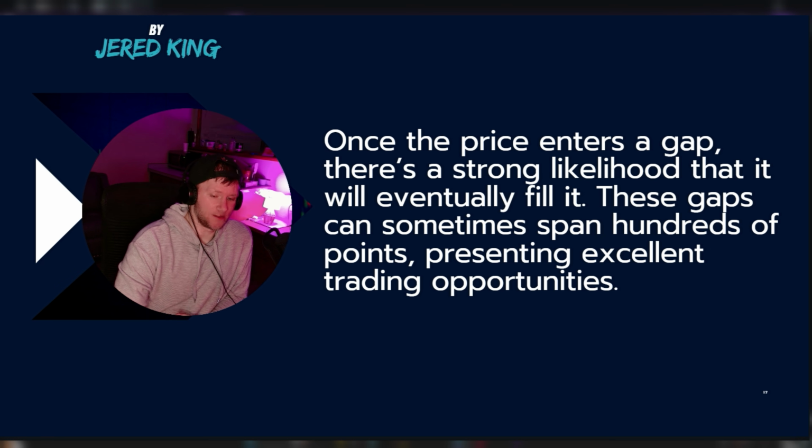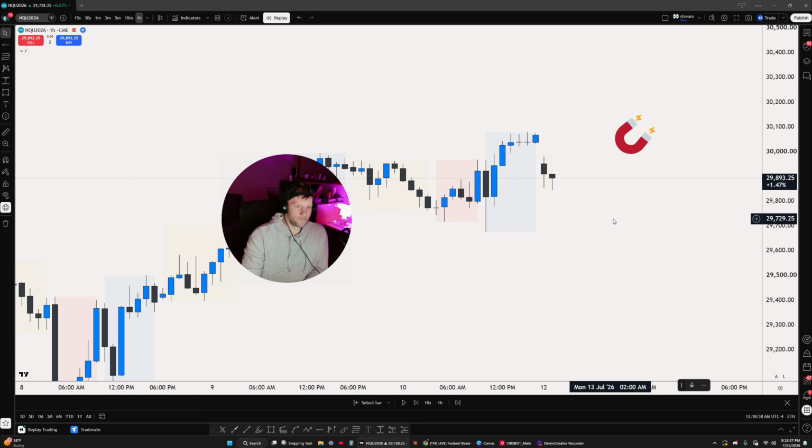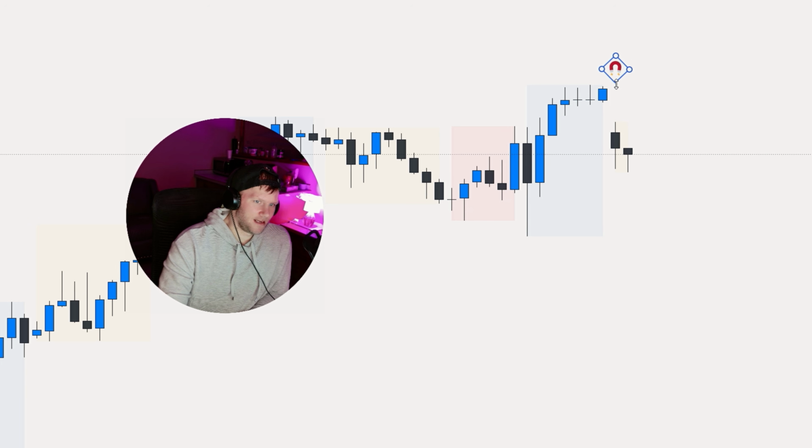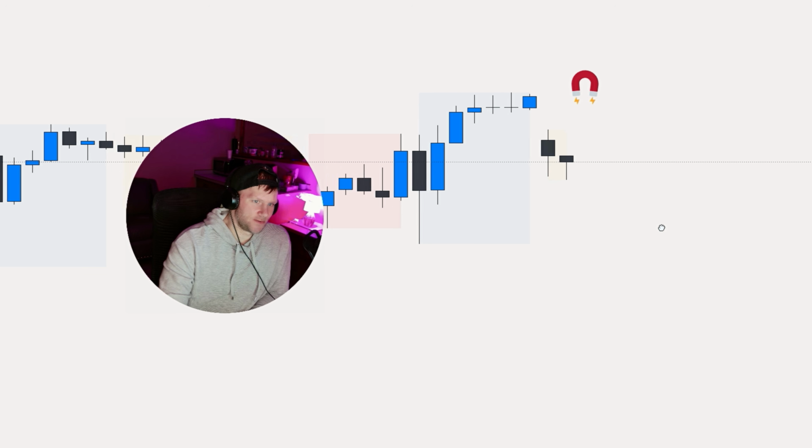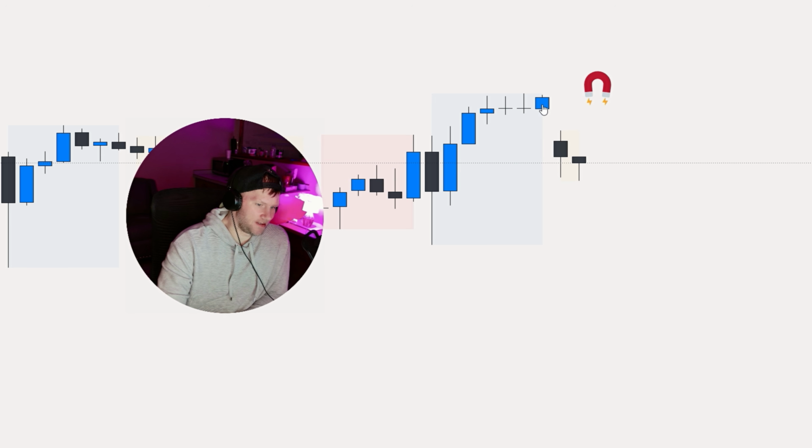I actually caught one on stream today. We'll go through that exact trade here in a second. So right here, we had opened up with a new week opening gap. Price had closed here on Friday, and then Sunday night at 6 p.m., we opened up with this gap here.